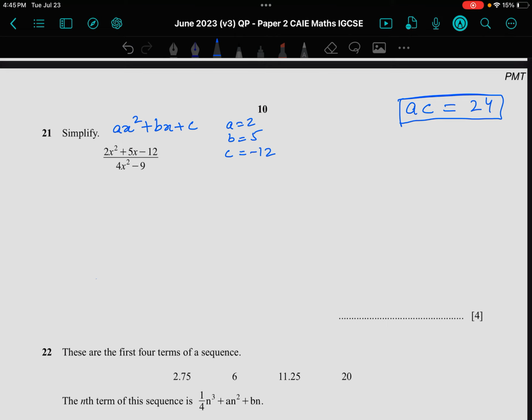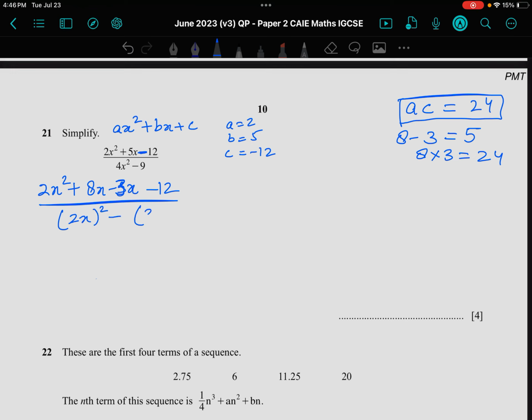We have to find two numbers whose product is 24, and when we subtract those numbers, we get 5. So what are the two numbers? 8 and 3. When we subtract 8 and 3, we get 5, and when we multiply 8 and 3, it is 24. So 2x square plus 5x can be written as 8x minus 3x minus 12. Upon 4x square, which can be written as 2x whole square, and 9 can be written as 3 whole square. So it is, 2x can be taken out as common.